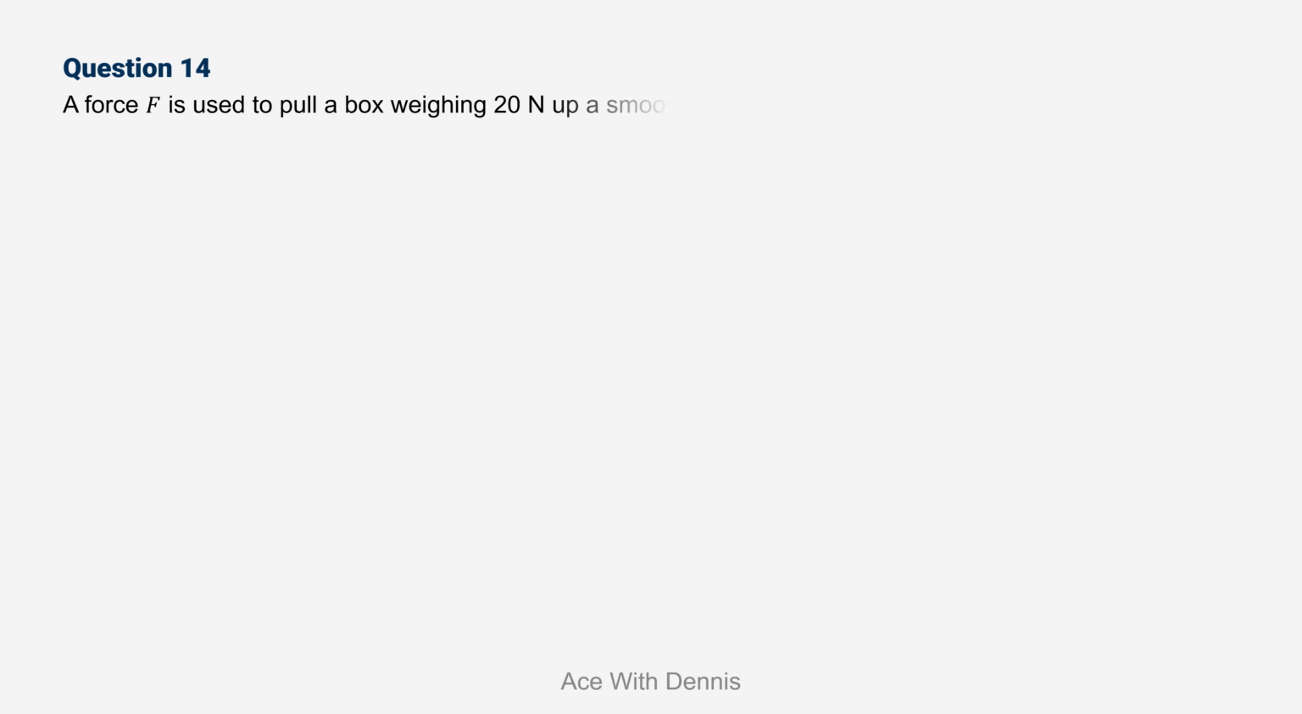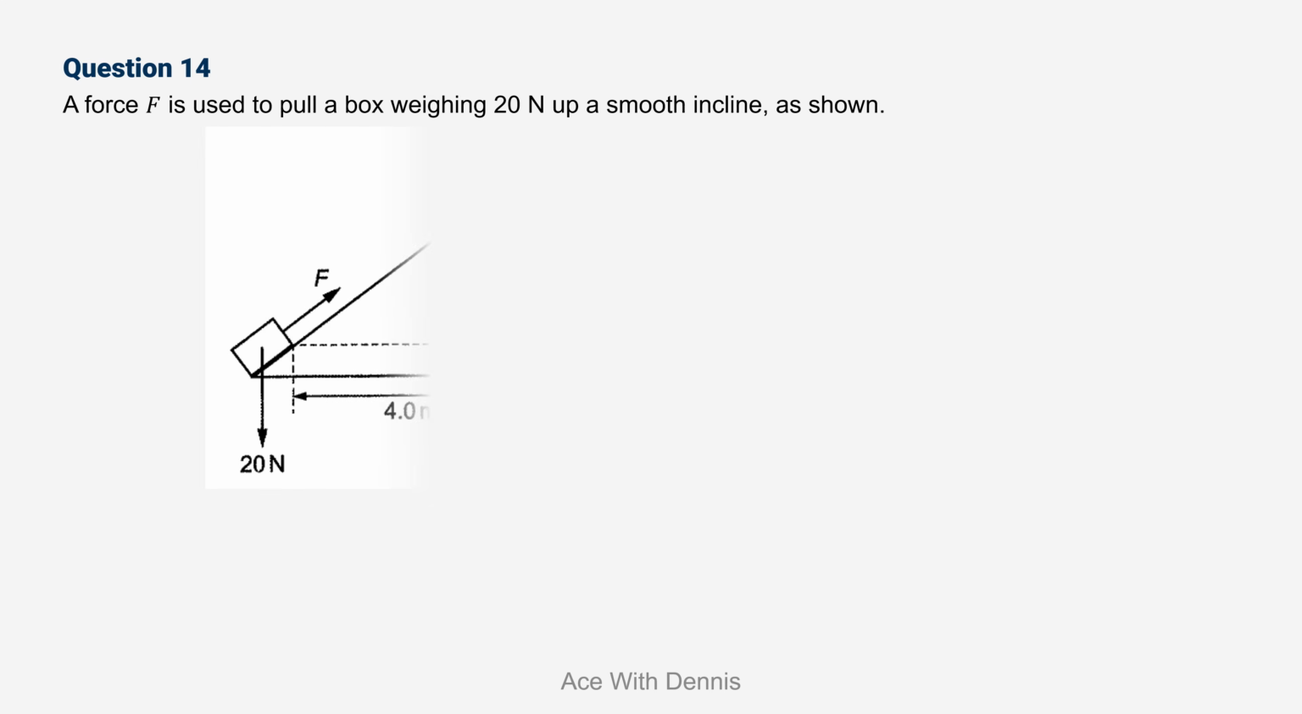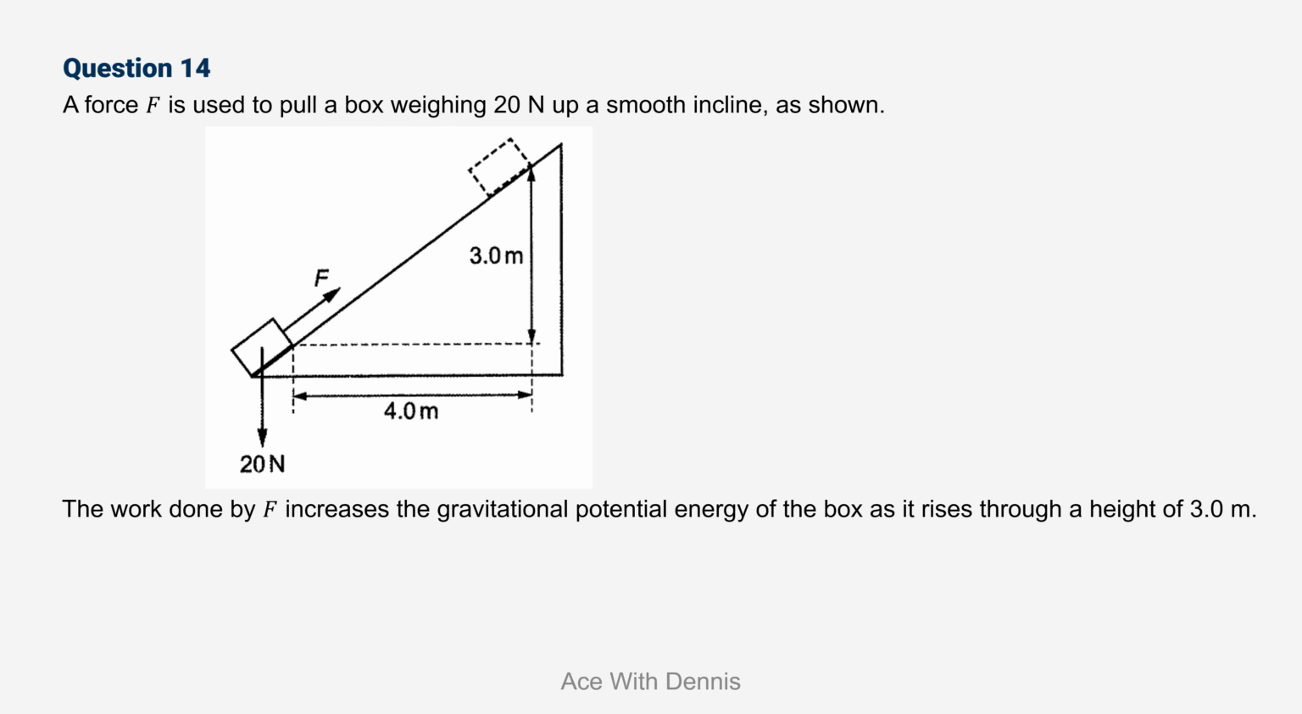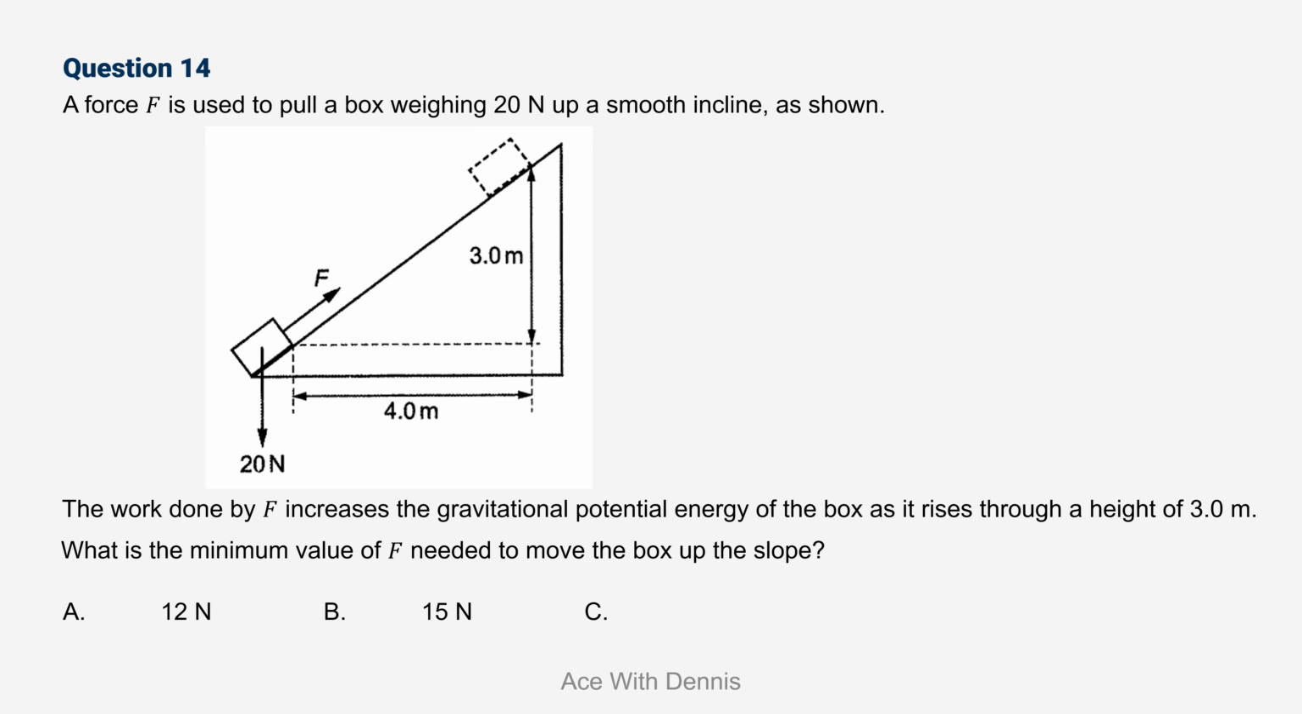Question 14. A force F is used to pull a box weighing 20 newtons up a smooth incline as shown. The work done by F increases the gravitational potential energy of the box as it rises through a height of 3.0 meters. What is the minimum value of F needed to move the box up the slope? A. 12 newtons, B. 50 newtons, C. 60 newtons, or D. 20 newtons.